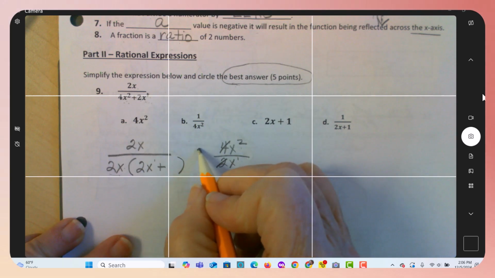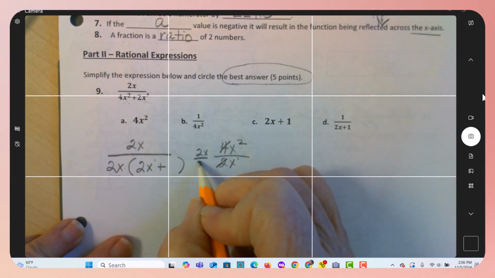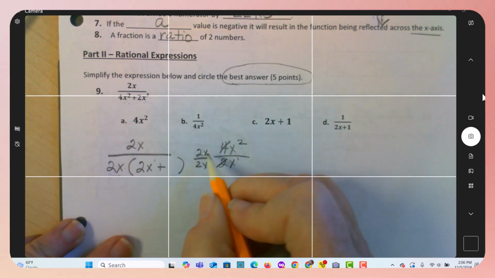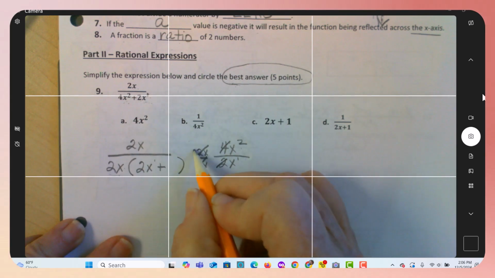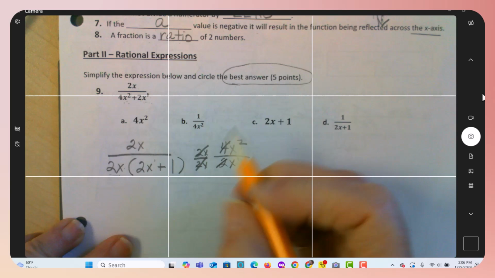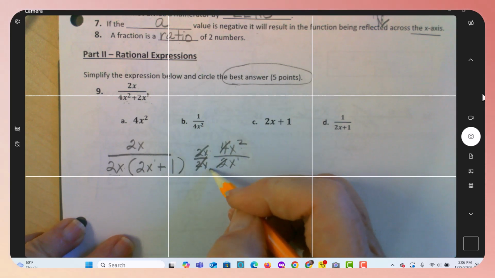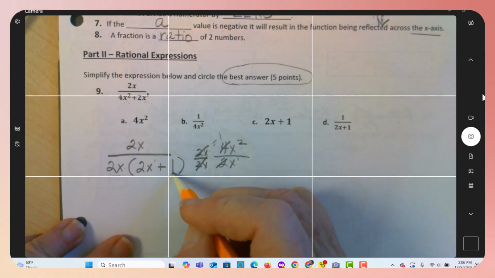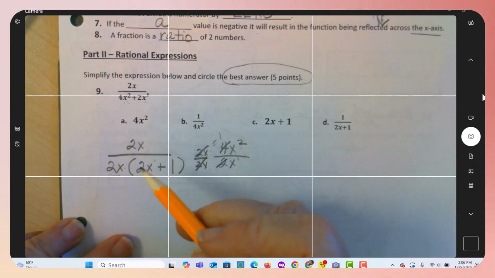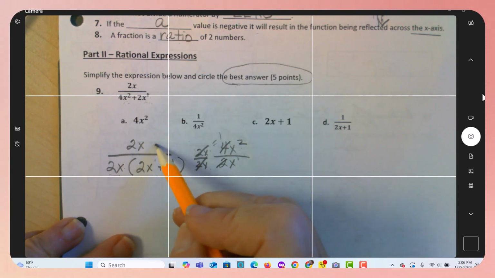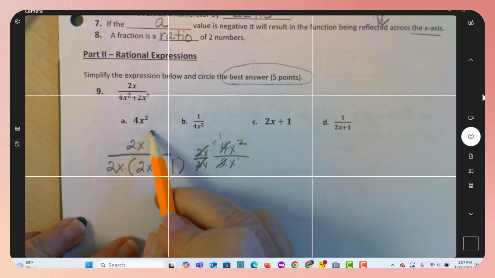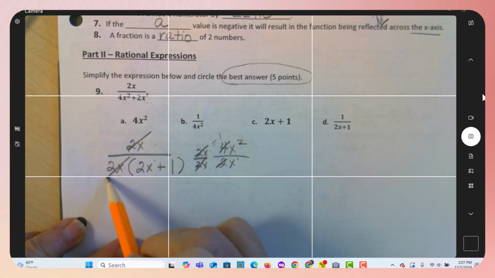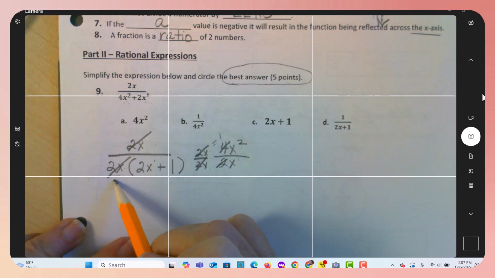So we're going to take 2x divided by 2x, and that's simply going to be 1 over 1. Any number over itself is 1. Okay, so we factored the denominator. The numerator didn't need to be factored. And then we can see that 2x and 2x are the same thing. Any number over itself is 1.